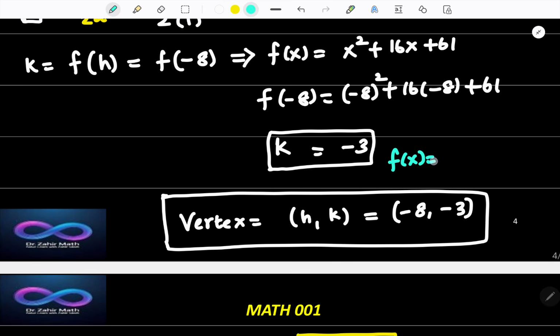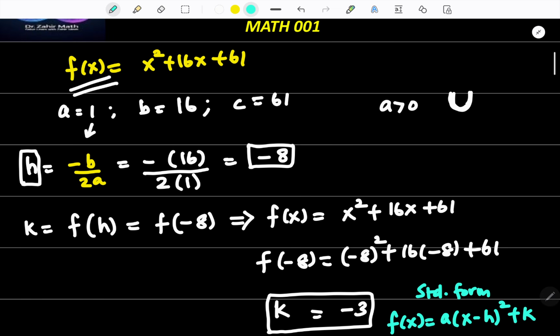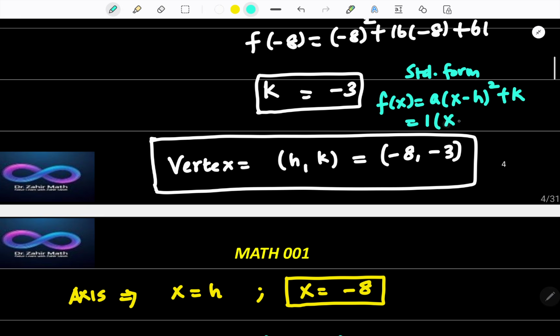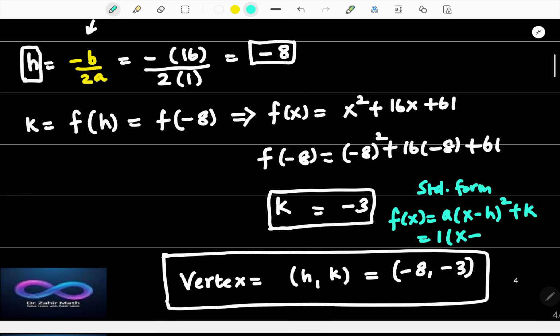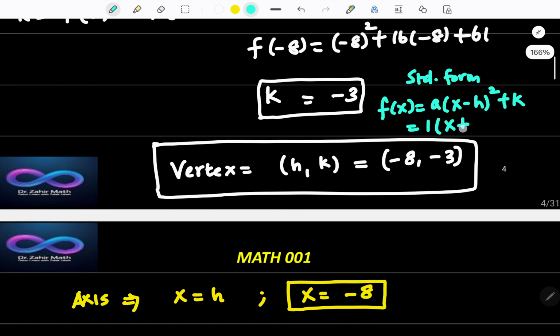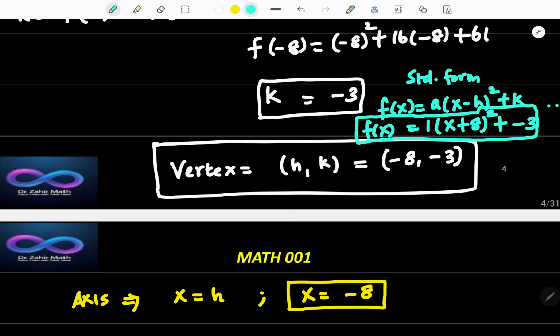What is standard form? f of x equals a into x minus h the whole square plus k. What is your a? A is 1. And then x minus, what is your h? Minus 8. So minus of minus is plus 8, the whole square. What is your k? K is minus 3. So this is your standard form. Clear everybody? I forgot to write it, sorry for that.